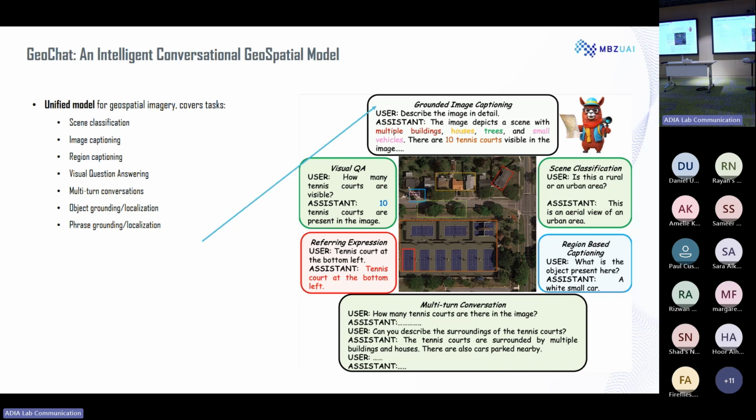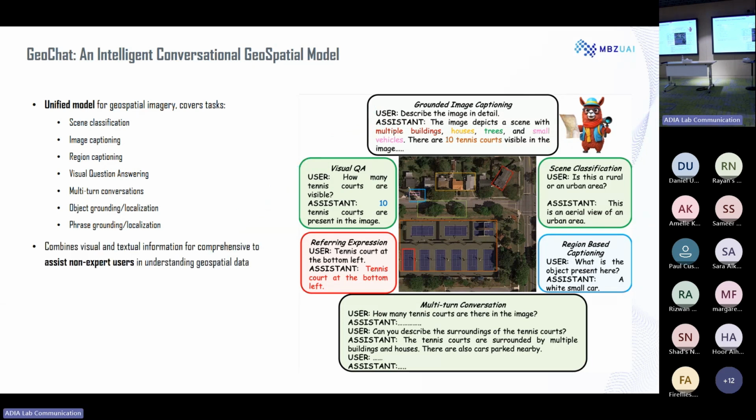Another is phase grounding. This is image captioning, but with the bounding box information as well. The idea here is that when models give us a description of the image, it should pinpoint the objects it is referring to in its caption. For example, in this image, when the model talks about multiple buildings and houses, it should also pinpoint them, like you can see the houses in the red and yellow boxes. So it's referring to those boxes. And when it talks about the trees, it should localize those trees. Similarly, the tennis courts and the number of tennis courts and so on.